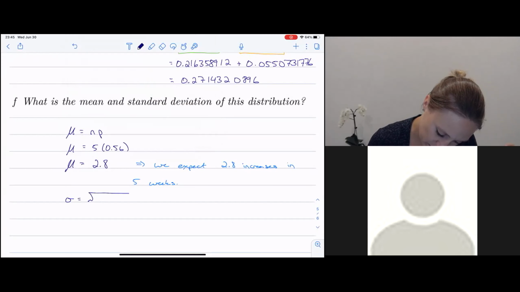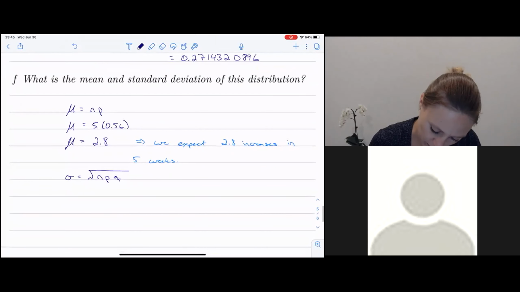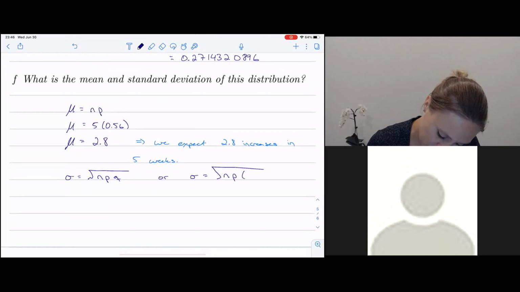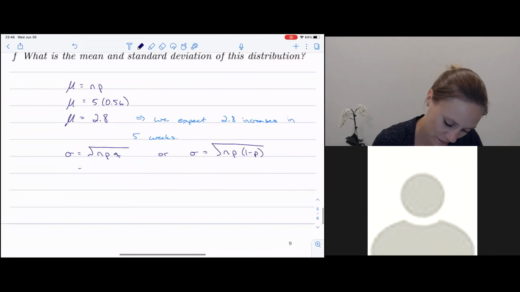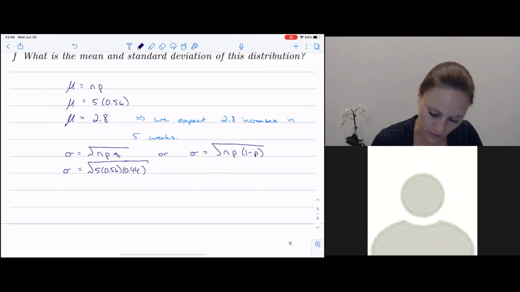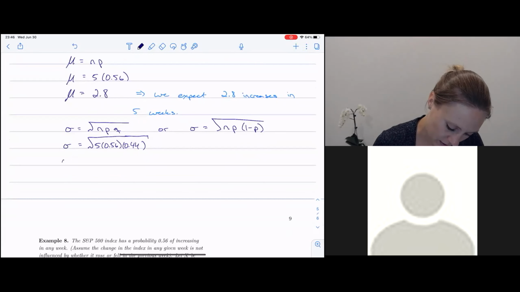Sigma is the square root of NPQ. Remember, Q is 1 minus P, right? Or sigma is the square root of NP times 1 minus P. But I like NPQ. It has a nice ring to it, so I'm going to use that. Sigma is the square root of 5 times 0.56 times 0.44. Remember, we already found Q, so you can just use it now. 5 times 0.56 times 0.44. Sigma is the square root of 1.232.